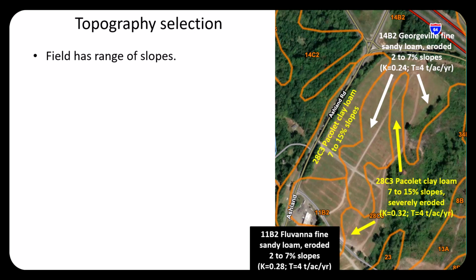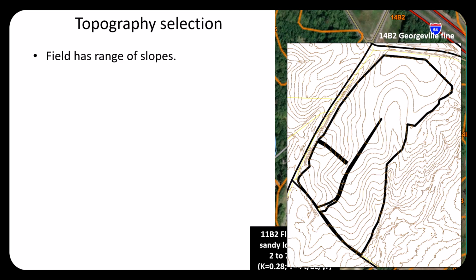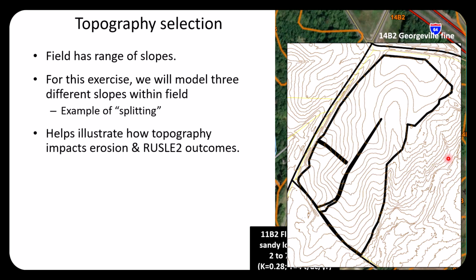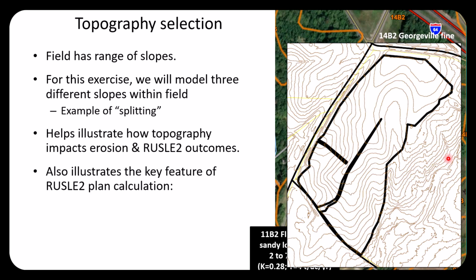So this field has a range of slopes. We already know this from the soil map unit symbols because we've got some B slopes and some C slopes. We can also see on this contour map the contour lines that are closer together in this area indicate steeper slopes, while contour lines that are further apart indicate flatter slopes. So for this exercise we're actually going to model 3 different slopes within the field, and this is an example of splitting. By using a range of slopes, it'll help illustrate how topography impacts erosion and RUSLE2 outcomes.